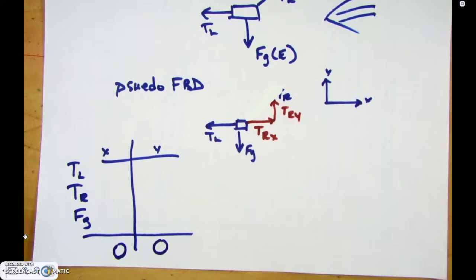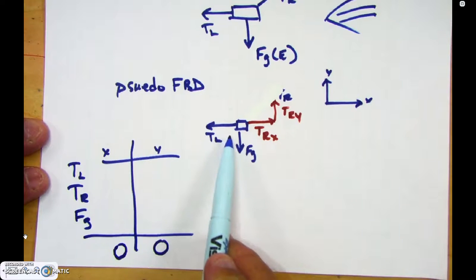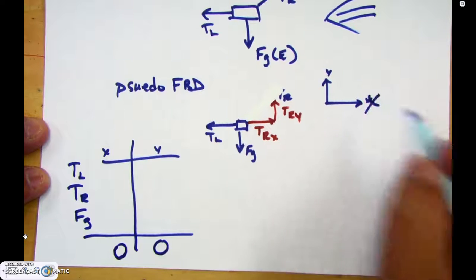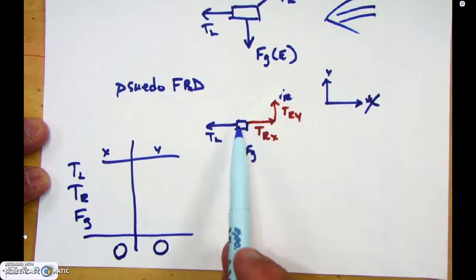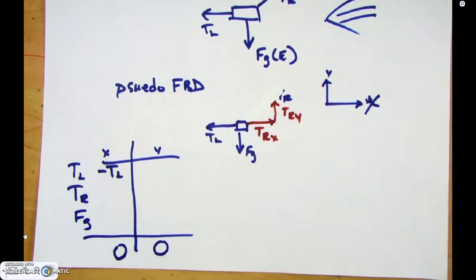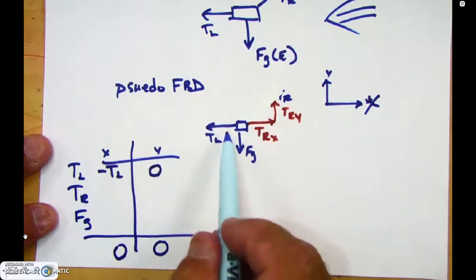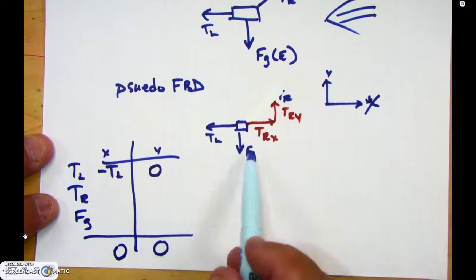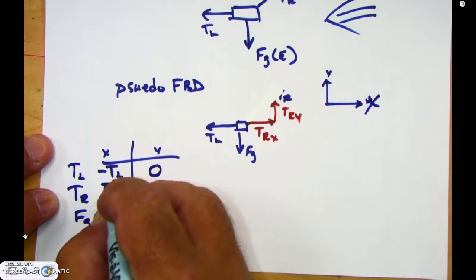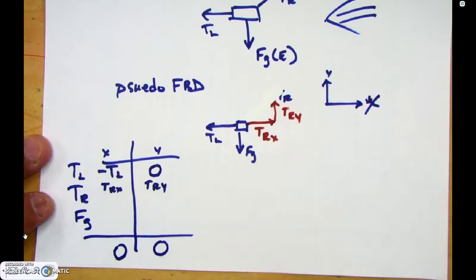So now let's fill it in. If you look at TL, TL is pointing all in the negative X direction. So what I'm going to do here is put negative TL. I don't know what that is, so I can't do anything with it yet. But here's the nice thing: none of it's pointing in the Y direction. It's pointing perfectly that way. Now, TR is the only one that gets complicated. I'm going to write it as TRX. In a second, we'll figure out what it is. This side would be TRY.